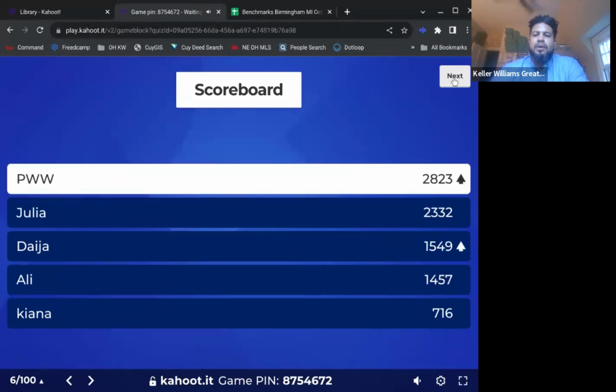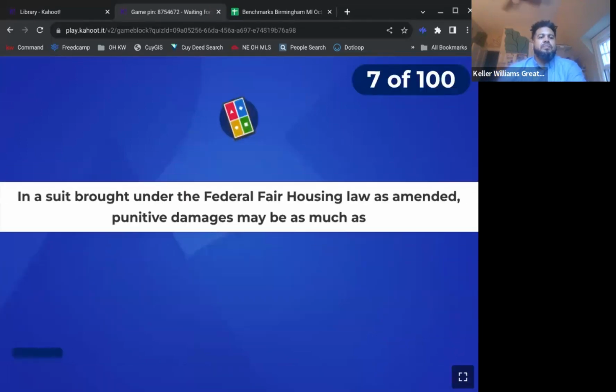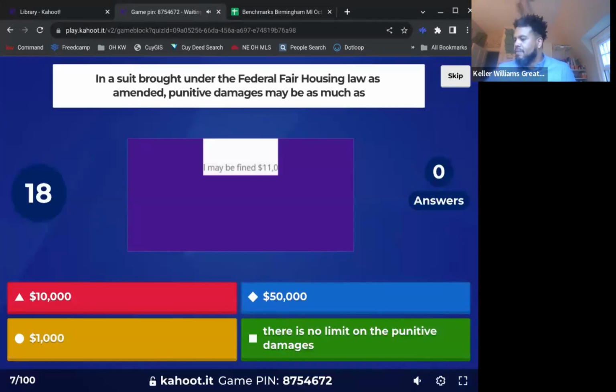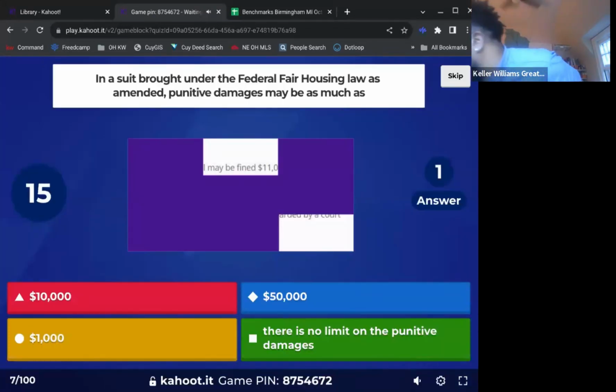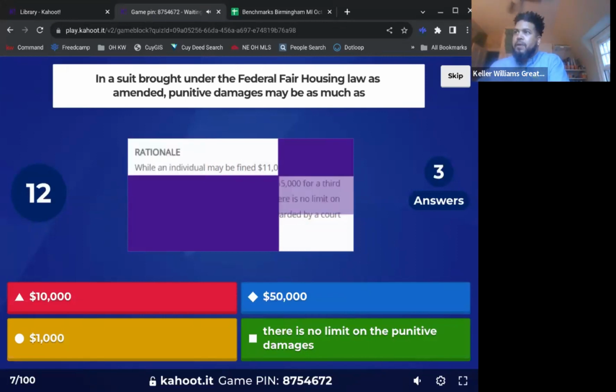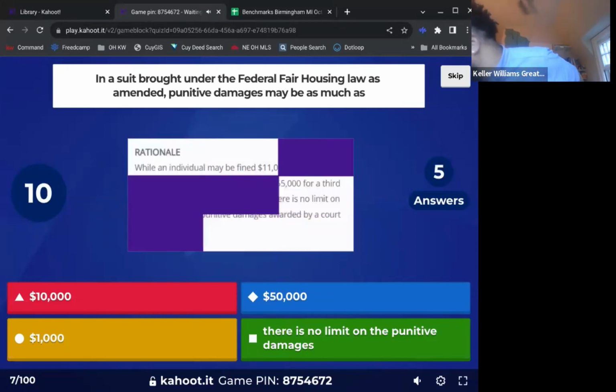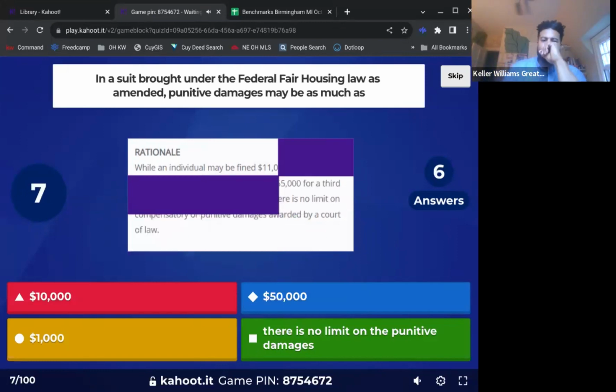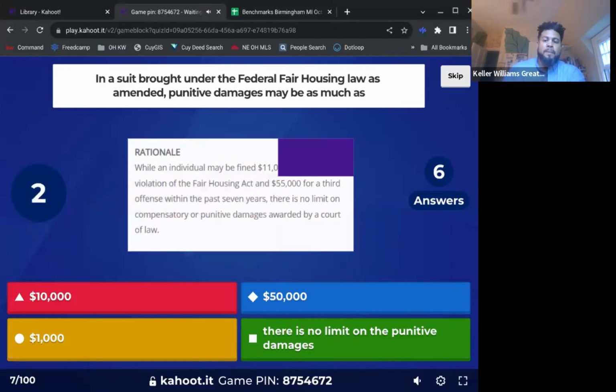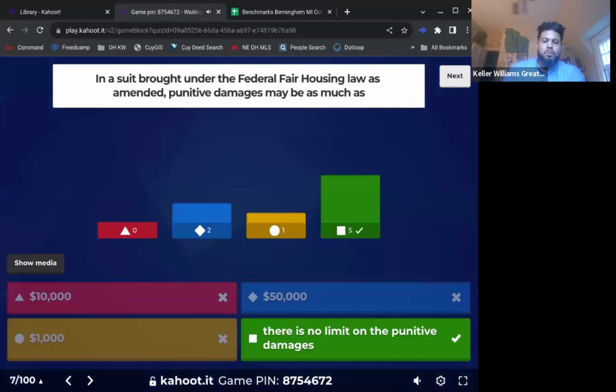Oh, some movement on the board. Nice. In a suit brought under the Federal Fair Housing Law as amended, punitive damages may be as much as... That's right. Be careful. There is no limit on the punitive damages. So just know that there is no limit.